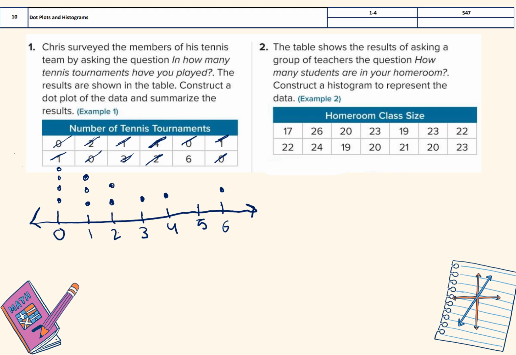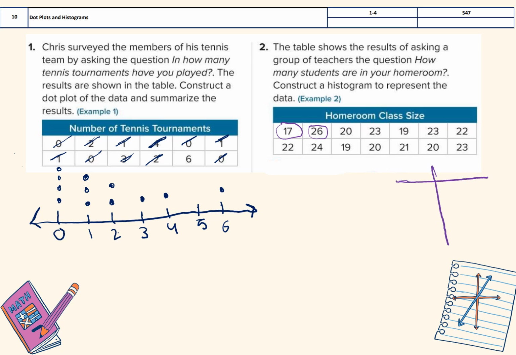Well, the easiest way to make the histogram nicely, clearly, and easily is to start to divide the data into categories, into groups. If you look at the data, you see that the smallest value is 17, and the greatest one is 26. So what will I do? I'm going to create a small table first. That small table will help me to make a correct histogram.